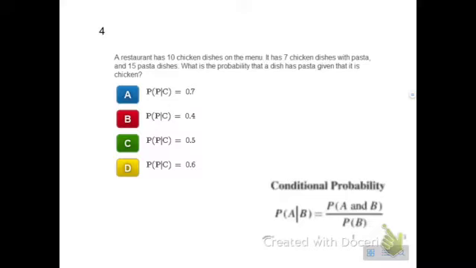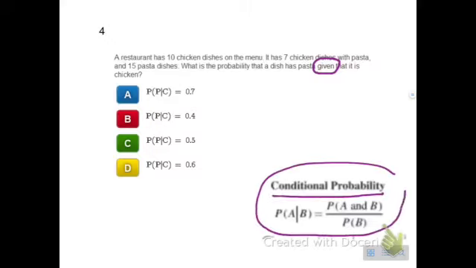A restaurant has 10 chicken dishes on the menu. It has 7 chicken dishes with pasta and 15 pasta dishes. What is the probability that the dish has pasta given that it is chicken? So there's your given. That means you have conditional probability. And this is found on your formula sheet. If you look at your formula sheet, which is on the online classroom.